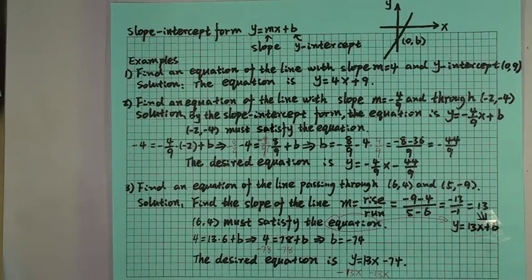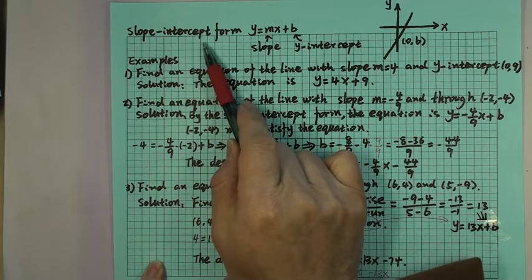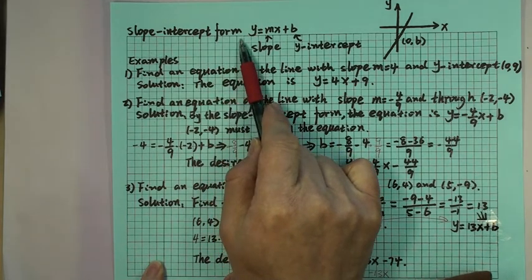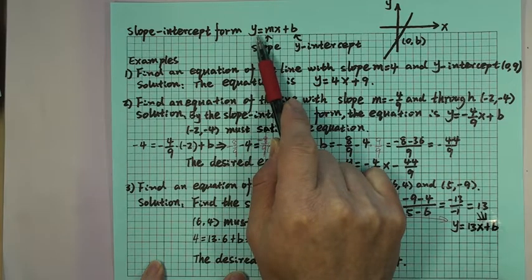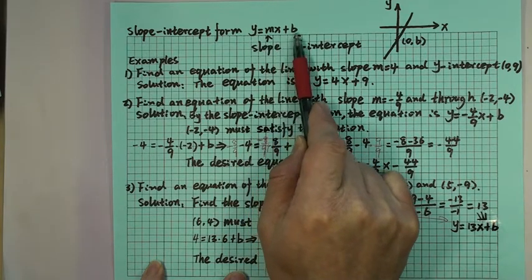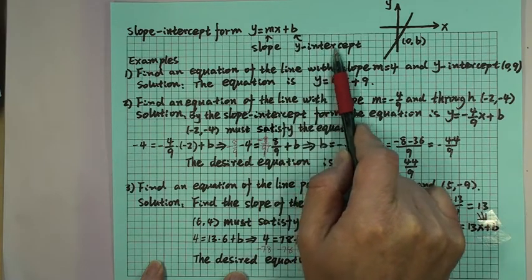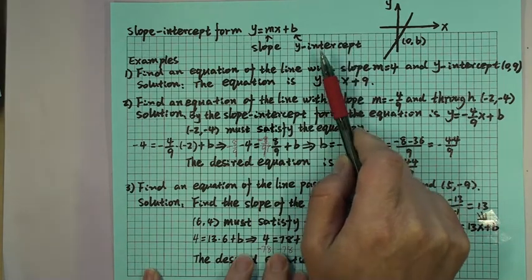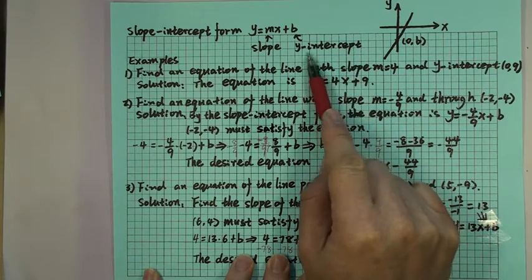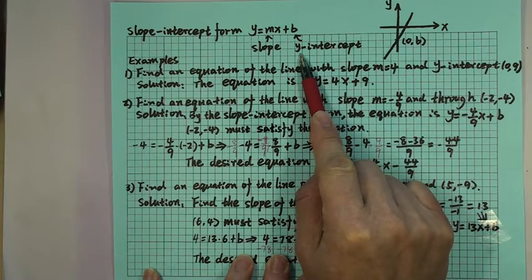In this lecture, we'll talk about slope-intercept form of a linear equation. You know, y equals mx plus b is the slope-intercept form. And here, intercept is y-intercept.